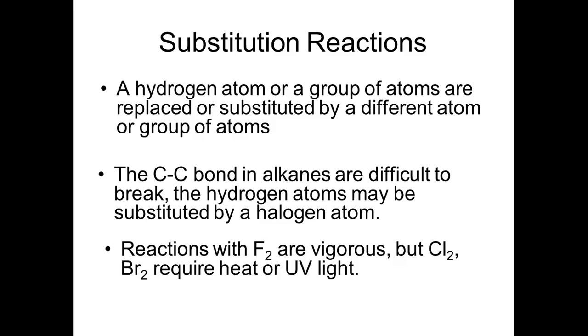Okay? Now, reactions with fluorine, so in other words, if you want to substitute a hydrogen with fluorine, it's very easy to do. But if you wanted to substitute a hydrogen with a different halogen, you're going to need different environmental conditions. You're going to need heat, you're going to need some ultraviolet light, for example. It's not as easy to do.